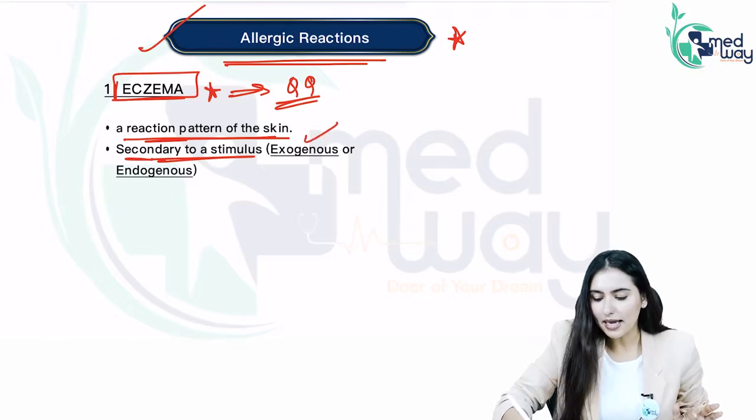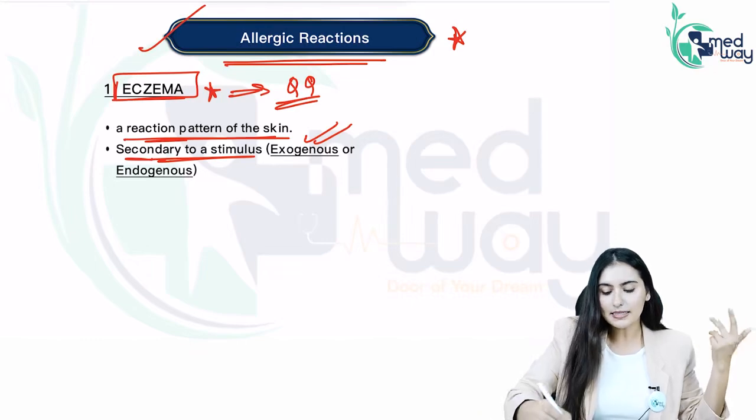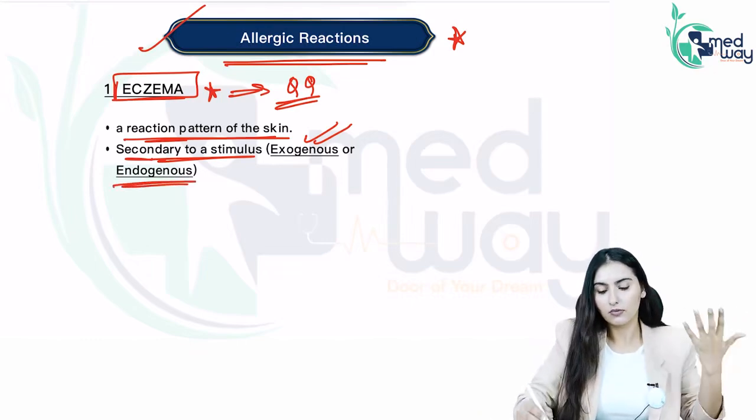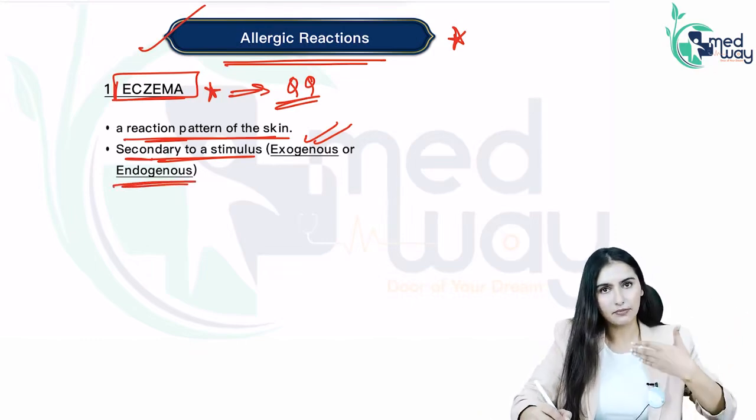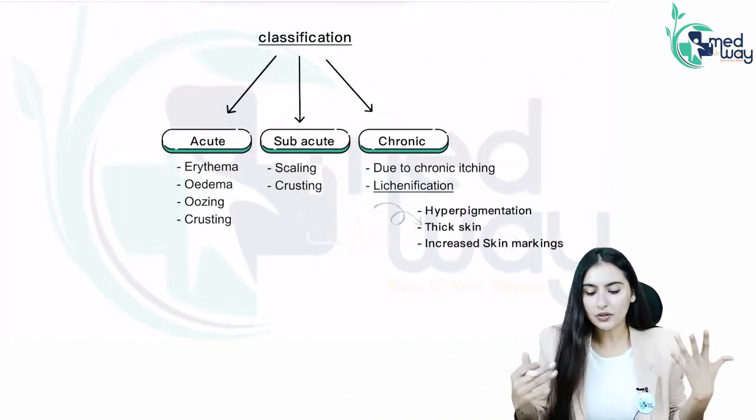Now, the stimulus from outside is called exogenous stimulus, and from inside is going to be endogenous. Okay? So, endo is andar se. Endogenous and exogenous. Depending on this, you have certain disorders.